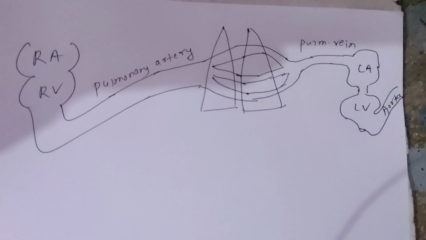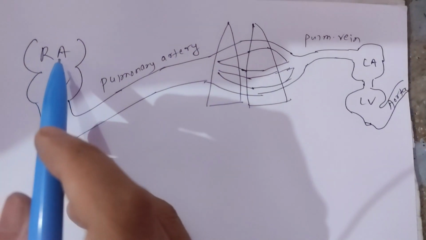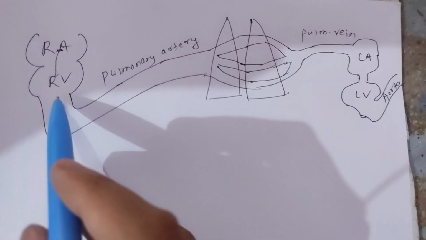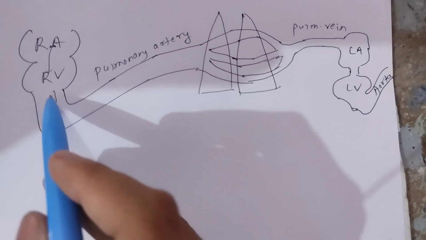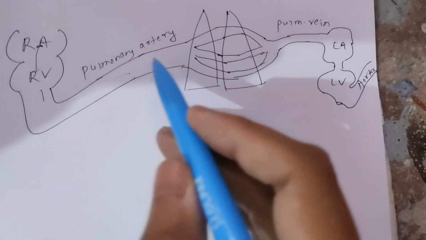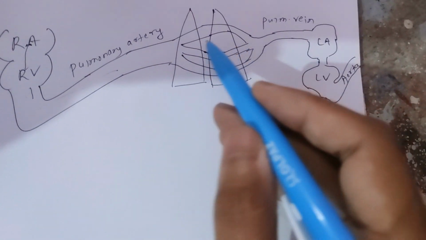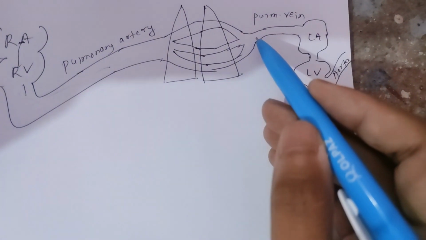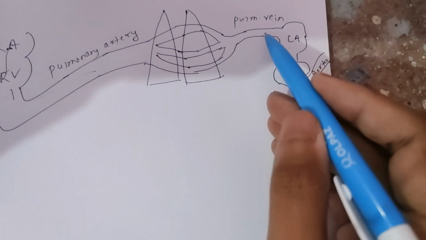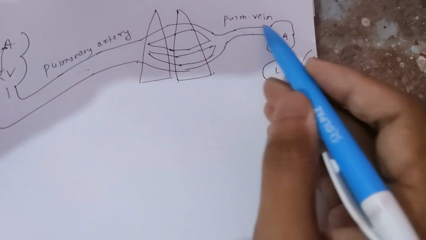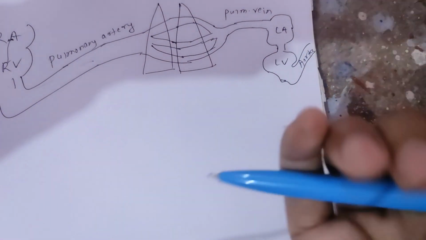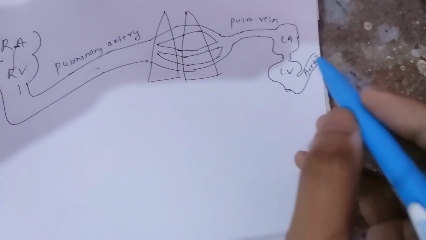Let's understand this picture first of all. This is the right atrium. Blood from the right atrium goes to the right ventricle, and the right ventricle forces the blood to the pulmonary artery, and it goes to the lungs in these pulmonary capillaries. Then all the blood is collected after oxygenation, goes to the left atrium via this pulmonary vein, goes to the left ventricle, and the left ventricle propels blood to the aorta.